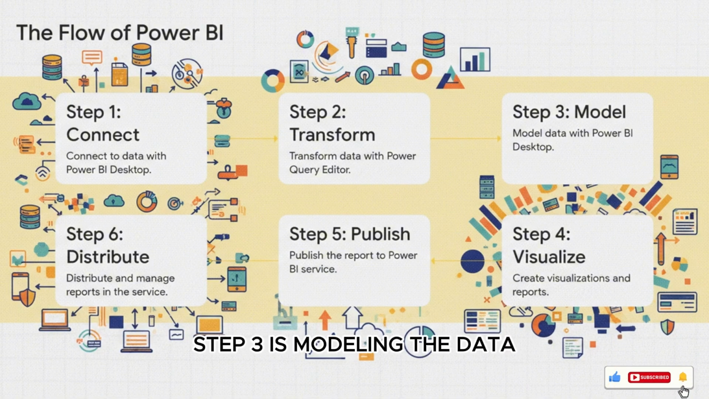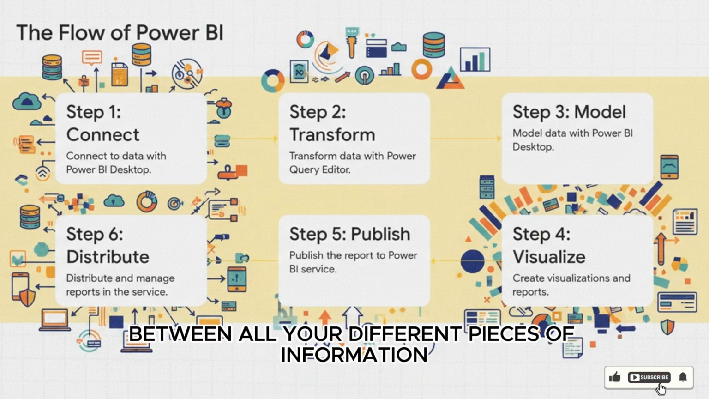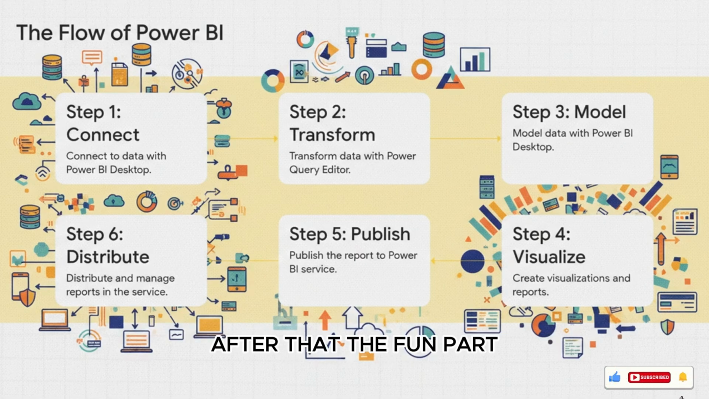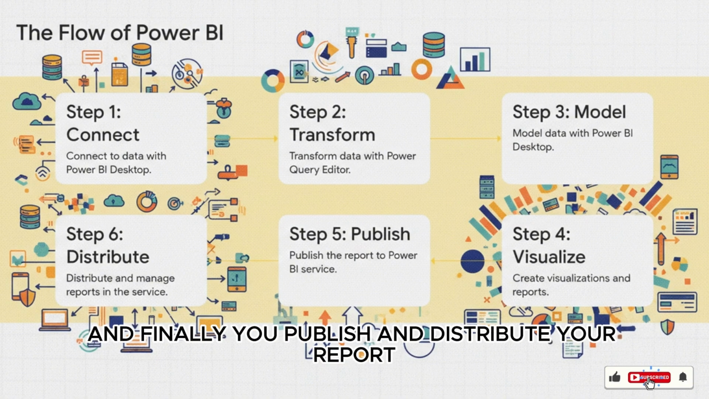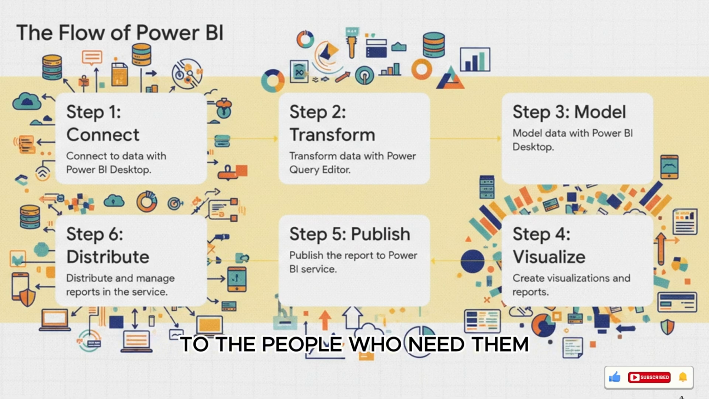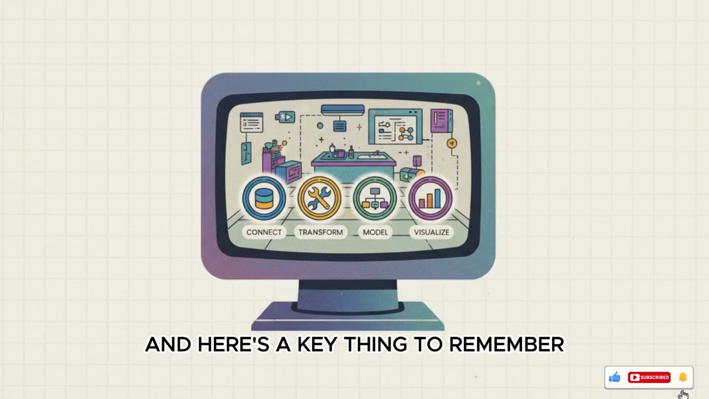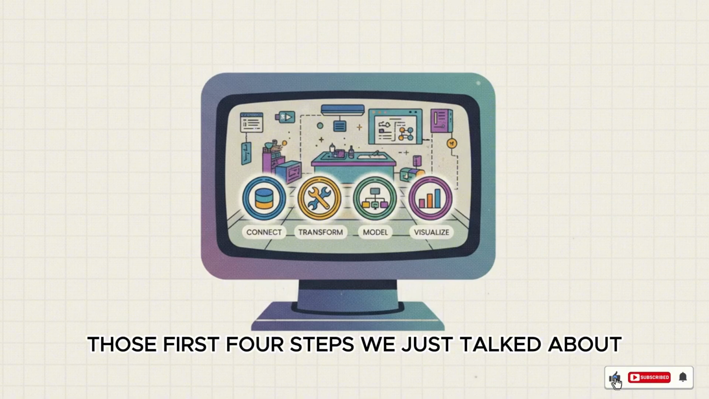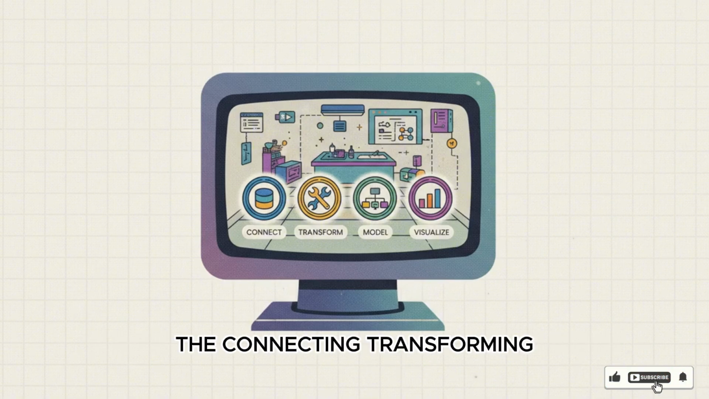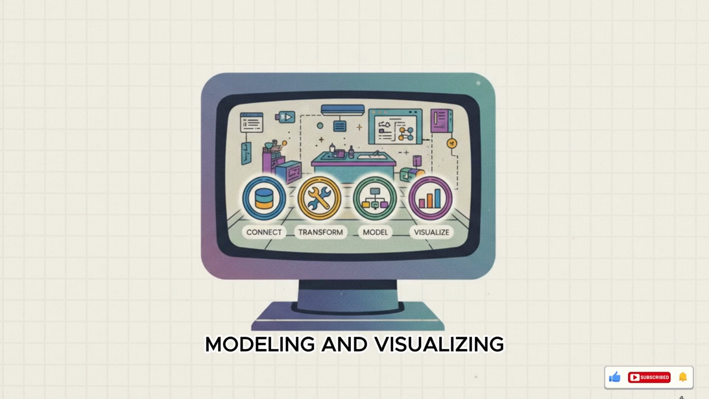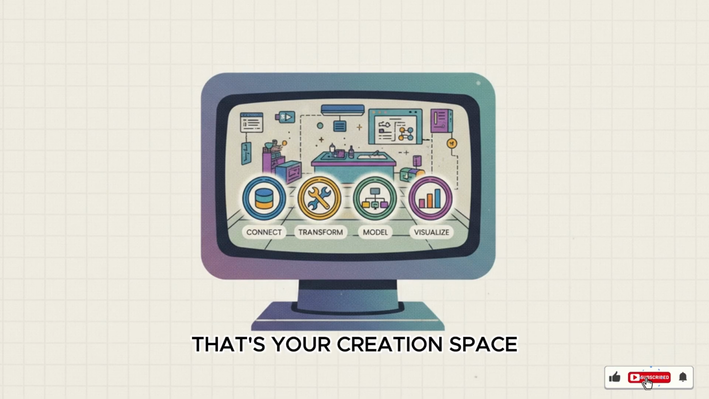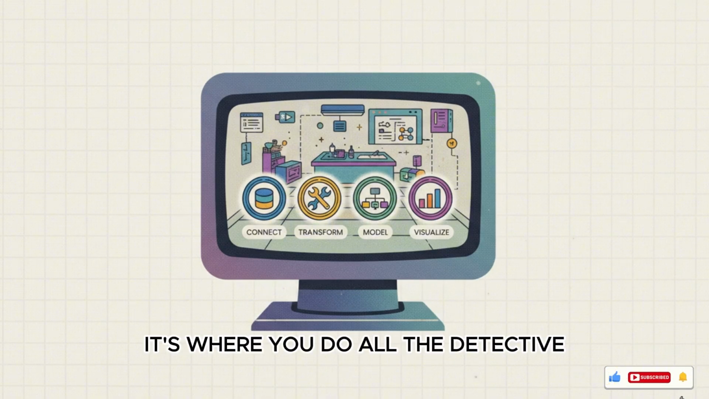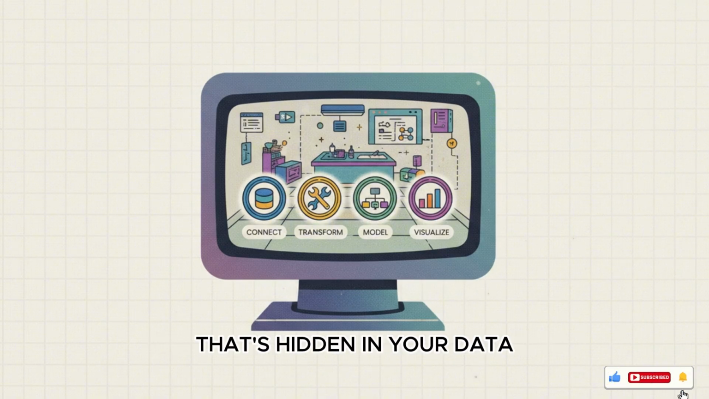Step three is modeling the data. A good way to think of this is like connecting the dots between all your different pieces of information. After that, the fun part. You get to create visuals with charts and graphs. And finally, you publish and distribute your report so you can get those awesome insights to the people who need them. And here's a key thing to remember. Those first four steps we just talked about, the connecting, transforming, modeling, and visualizing, all of that happens right inside Power BI Desktop. That's your creation space. It's where you do all the detective work to uncover the story that's hidden in your data.